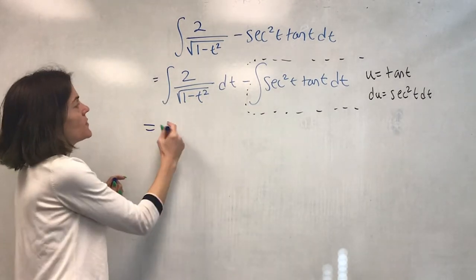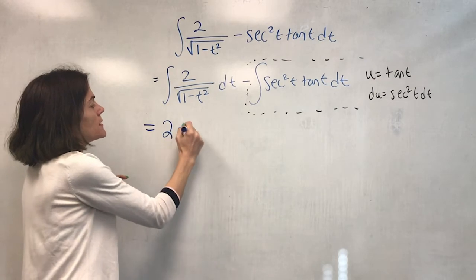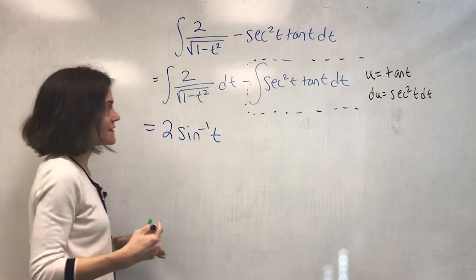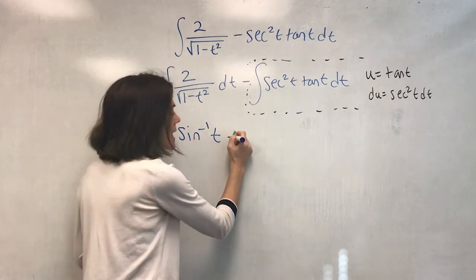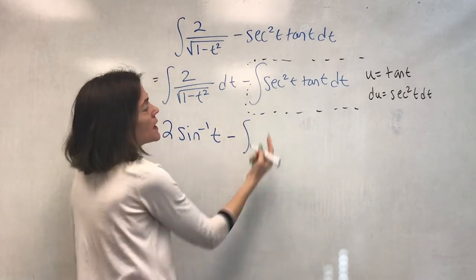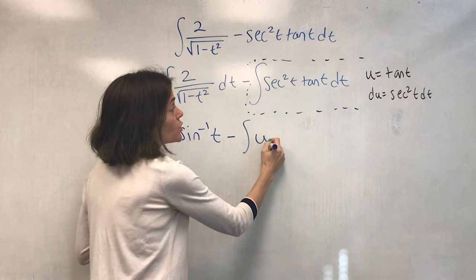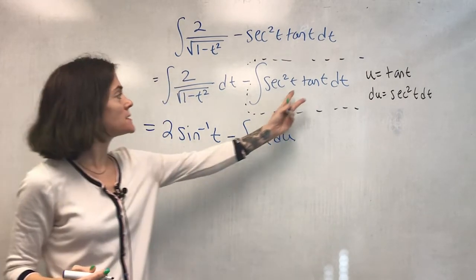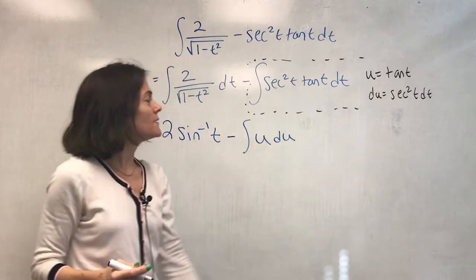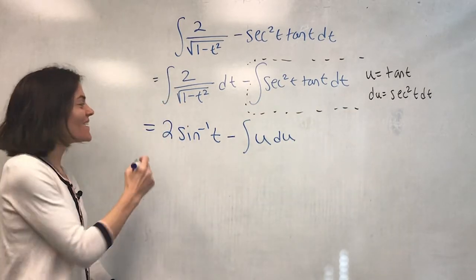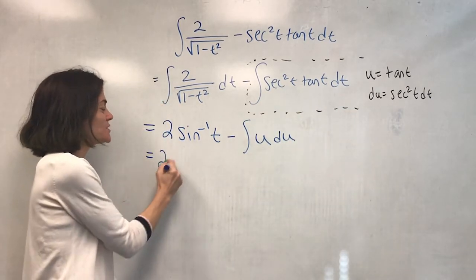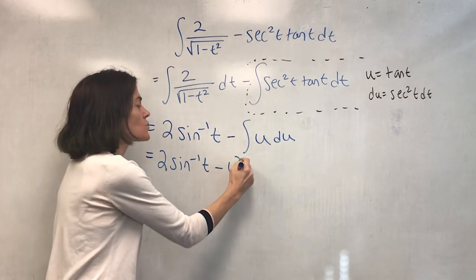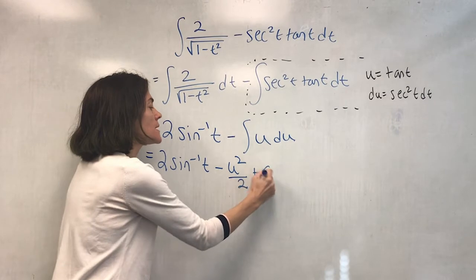When I integrate this, I get 2 sine inverse of t. You could also write the arc sine of t. And then minus, this is an integral, this is u du. And that's the entire integral. We see u and then du. Okay, now we have 2 sine inverse of t minus, we have u squared over 2 plus c.